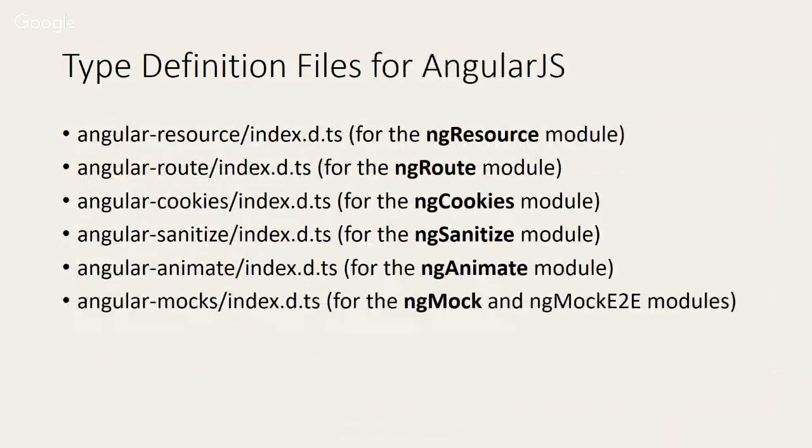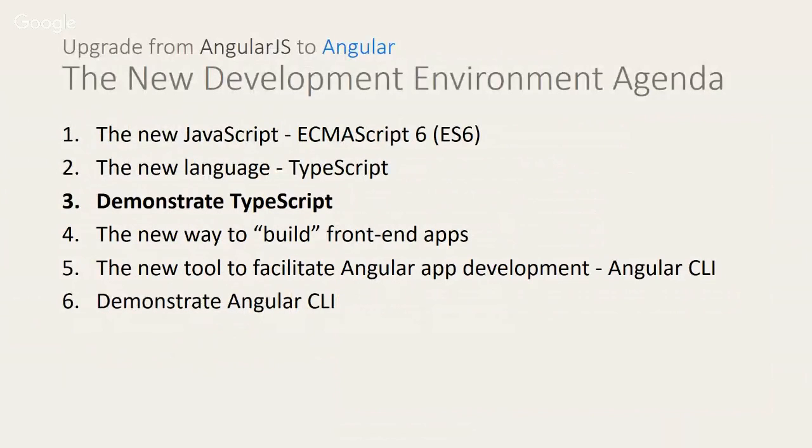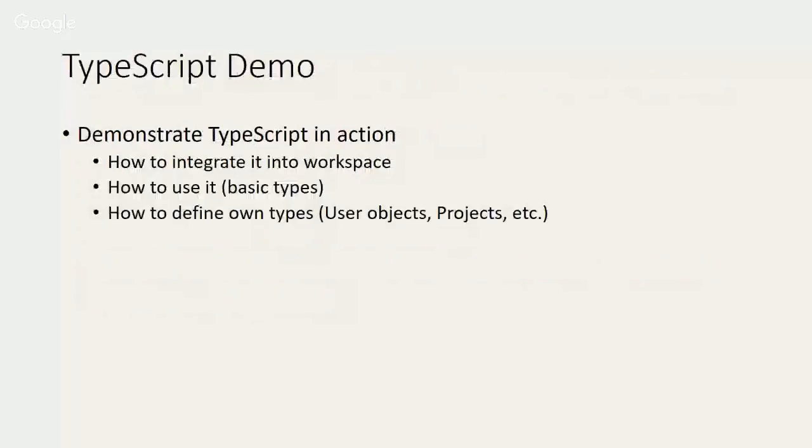Here's some of the type definition files that we use for AngularJS. So these are split up similar to the way that the AngularJS library itself has been modularized into things like the resource, the router, sanitize, animate. So to access all of these, we'd just be doing npm install @types/ and then usually the prefix here, angular-resource. So now let's take a look at TypeScript a little bit. Let me load up some items here and show you around.